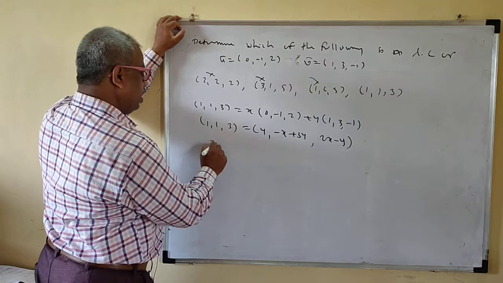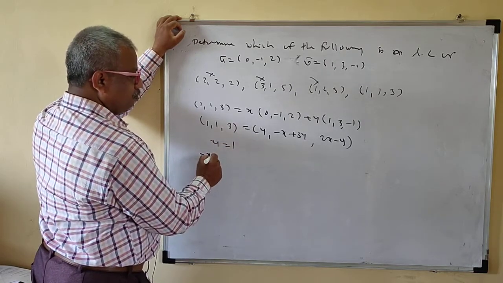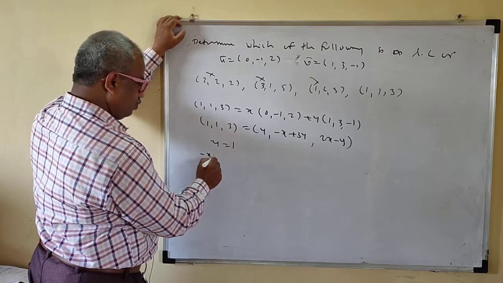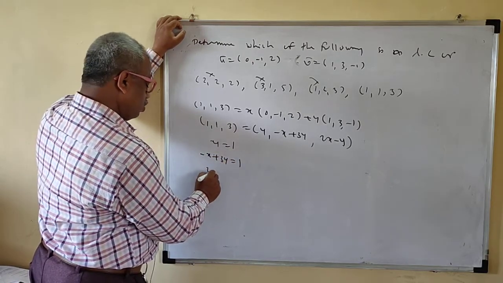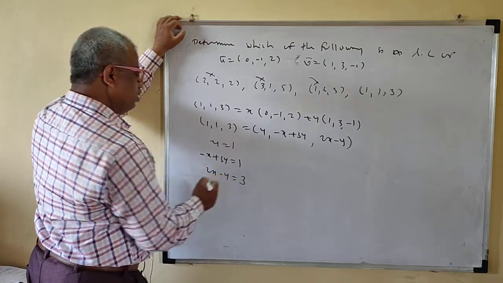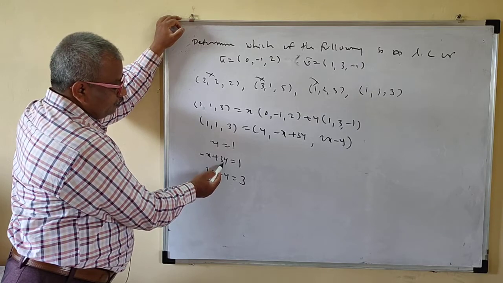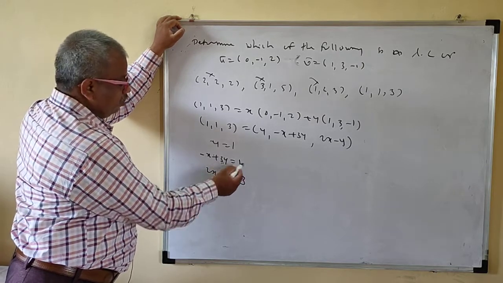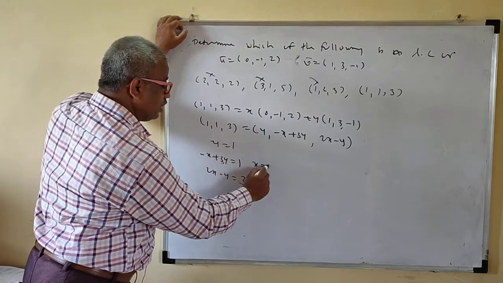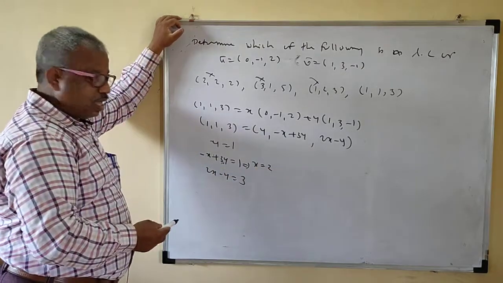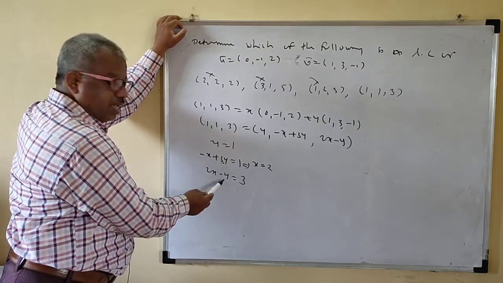Y is equal to 1. Minus x plus 3y is 1. Okay, twice x minus y is equal to 3. So y is equal to 1. Put y is equal to 1 here. So this is plus 3. So minus x is equal to minus 2. So x is equal to 2. This gives x is equal to 2 and y is equal to 1.